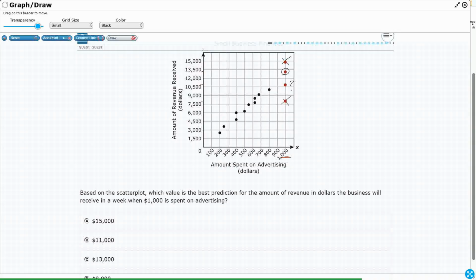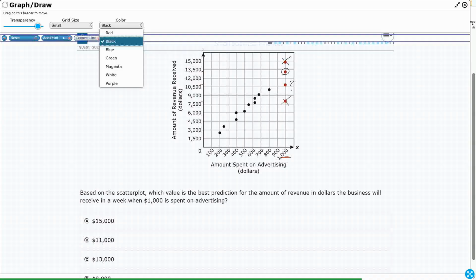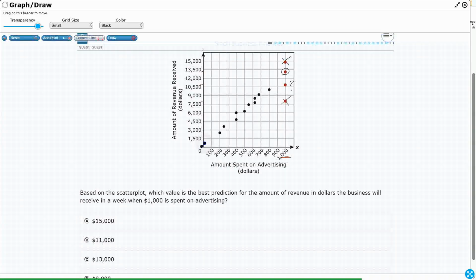So visually, we can see that there does seem to be a relationship between the amount of money spent on advertising and the amount of revenue received, and it looks like it is almost a linear relationship. So we're going to draw a trend line. Let's change this to blue here. We are going to try to draw a line. I'll start right around here.